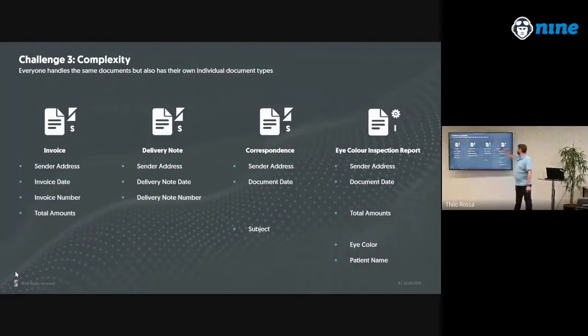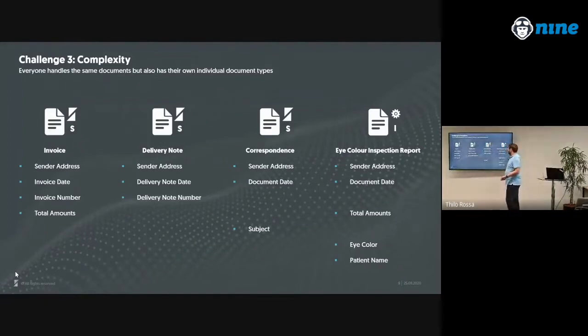For example, here's a document type that I don't know what company wants to extract data from, an eye color inspection report, where they also need the sender, the document date, some total amounts, the eye color of the person filling it out. I don't know why, but they want it. It's on the document. They want it extracted, and the name of the patient. So as you can see, there are similarities to the correspondence, delivery note and invoice, but also some crazy stuff that we couldn't possibly put into our standard.